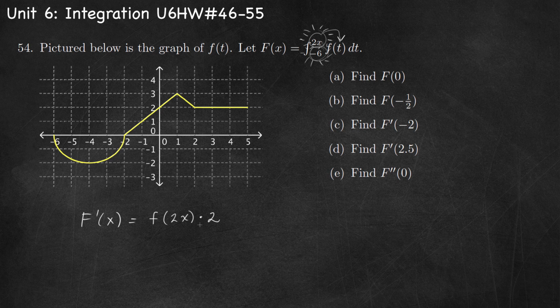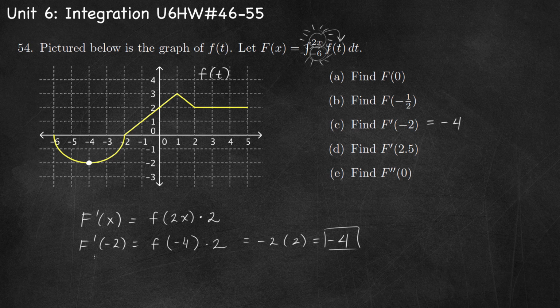So if I want big F prime of -2, I'm going to get little f of, and letting x equal -2 gives me a -4 inside my parentheses, times 2. F of -4, since we have the graph of f of t, now I can just read f of -4 from the graph. At -4, the y-coordinate is equal to -2. So this is -2 times 2, or -4. So big F prime of -2 equals -4.